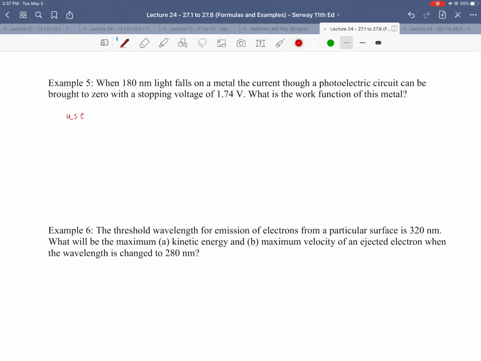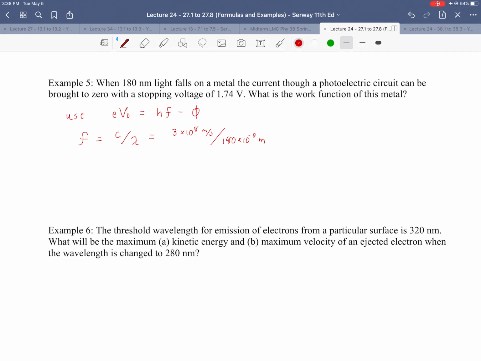All right, so we're going to use the stopping voltage times the fundamental charge of the electron is equal to the incident energy of the photon minus the work function. We're going to go ahead and find the frequency of the light given the wavelength that we have. So we need f, and f is just going to be equal to c over lambda. Now I could just substitute that in the problem. We know the speed of light is 3 times 10 to the 8 meters per second, and we're told that our wavelength was 180 nanometers, so that's 180 times 10 to the negative 9 meters.